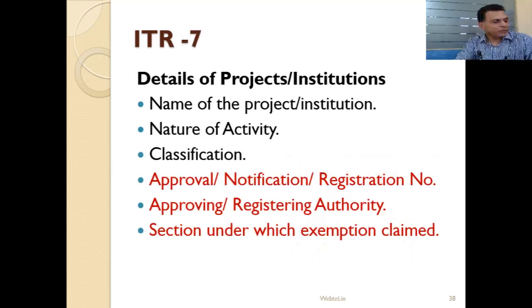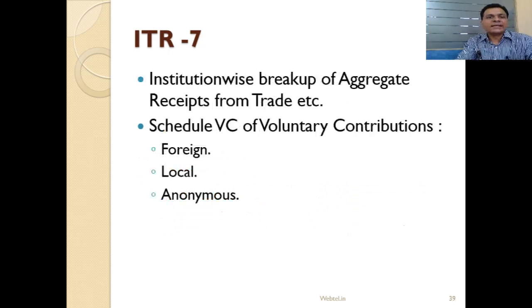ITR 7 for trusts, societies, etc. In the case of details of projects or institutions, some new fields have been added, that is approval or notification or registration number, approving or registering authority, and section under which exemption has been claimed. Then institution-wise breakup of aggregate receipts from trade, etc. when it is being carried on. And there is a schedule VC of voluntary contributions from foreign or from local and anonymous also.